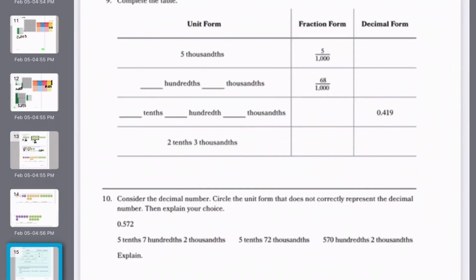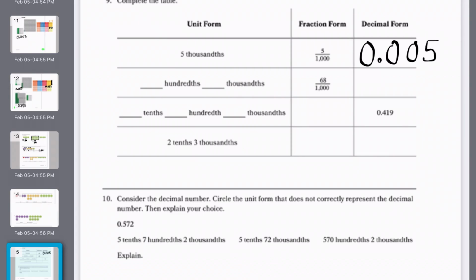Let's move on to this chart, and this will be our last group of problems. We have 5 thousandths turned into fraction form, looks like 5 out of 1,000. We definitely don't have a whole number. We don't have any tenths or any hundredths. We just have thousandths.